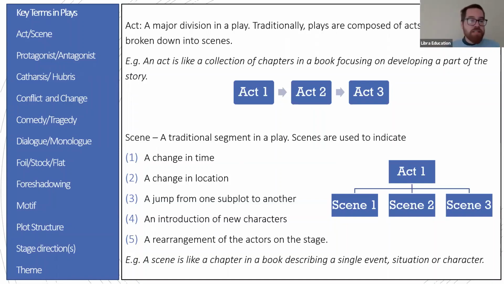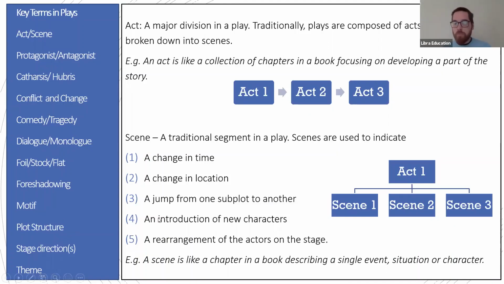So this is the most basic term that you should know for analyzing plays, to be able to say in Act 1, Scene 2, this happens, or towards the end of the play, in Act 4, this happens. Now, each act will focus on a particular part of the story, and usually the first act will focus on the setup, the second act will focus on the development, and the third act will focus on the resolution. It doesn't always have to go that way, but that is the usual way that a playwright will structure it. But we'll come on to that a little bit more when we talk about plot structure.